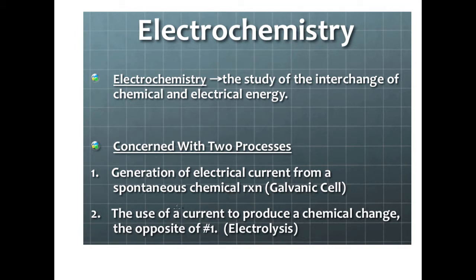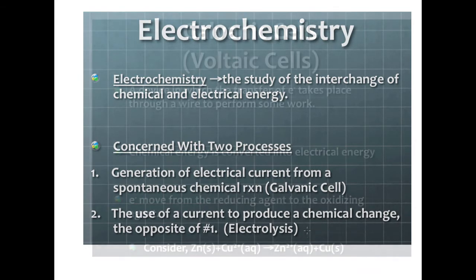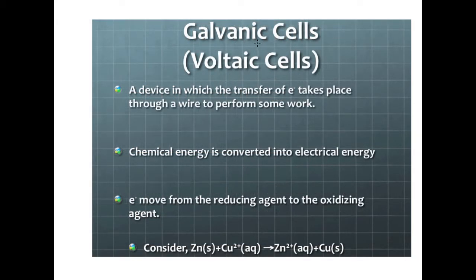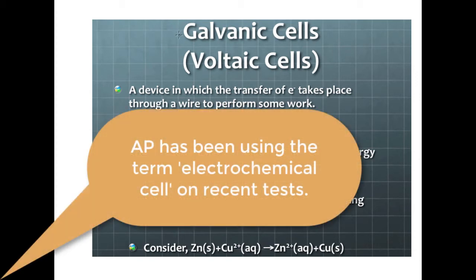Number two, we're going to look at using the current or electric energy to make a chemical change happen. And this is very important because a lot of the elements were discovered by using electrolysis, which is the process of using electrical energy to break down compounds into their elemental state. So they call these two devices galvanic and voltaic cells, named after the two scientists that did the work on it. And it's also known as an electrochemical cell in general.